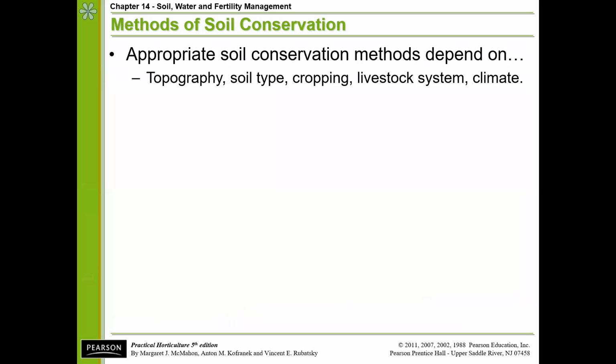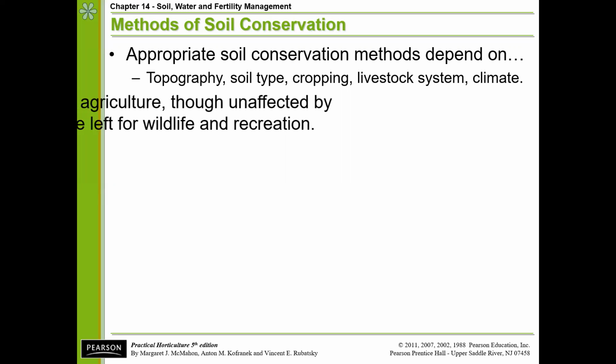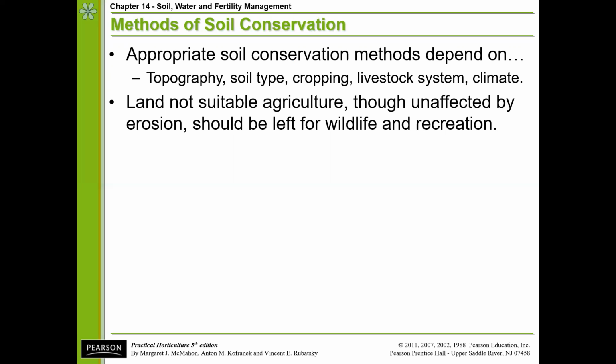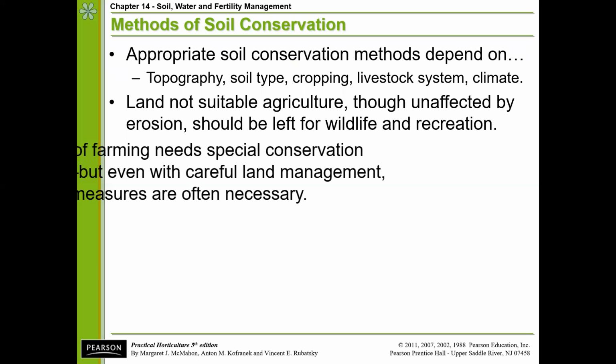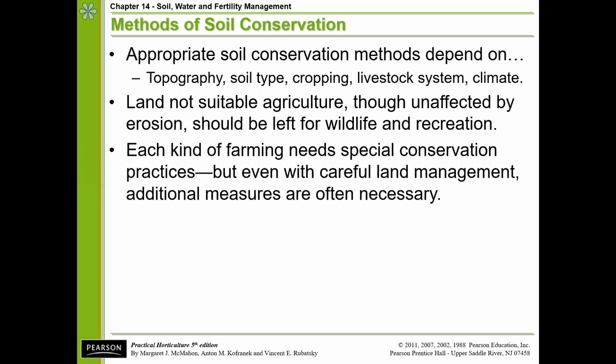Of course, any kind of soil conservation measure is going to depend on what you're doing with the soil, as well as the lay of the land itself and the soil type. If we don't have land that is suitable for agriculture, if it's not arable, maybe you'd have some livestock on your class 3 land, but really class 4 and 5 land should mostly be left for wildlife and recreation. But every different type of agriculture should have its own custom tailored conservation practices.